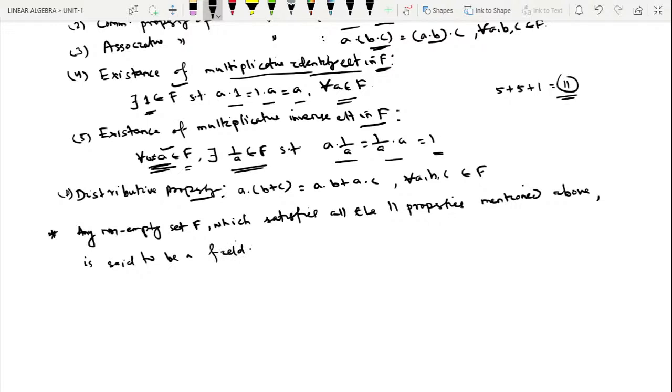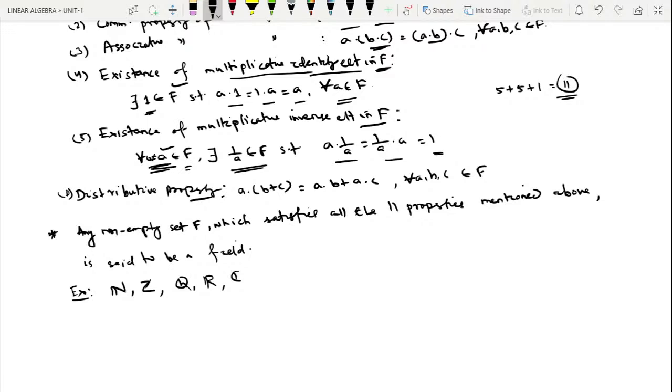Now we will see some examples. We have some number sets like N, Z, Q, R, and C: N is the set of natural numbers, Z the set of integers, Q the set of rationals, R the set of real numbers, and C the set of complex numbers. We will check which of the following are fields and which are not.